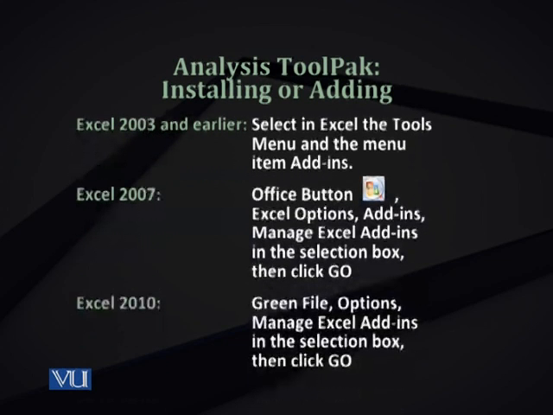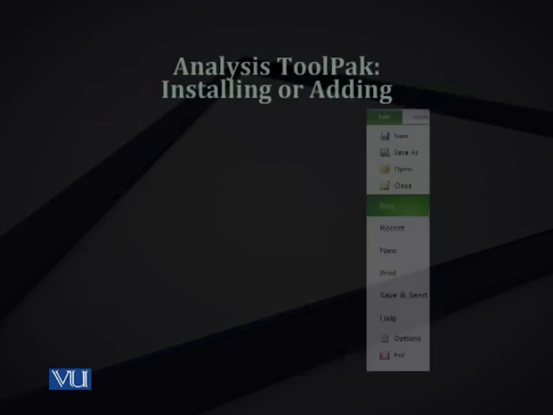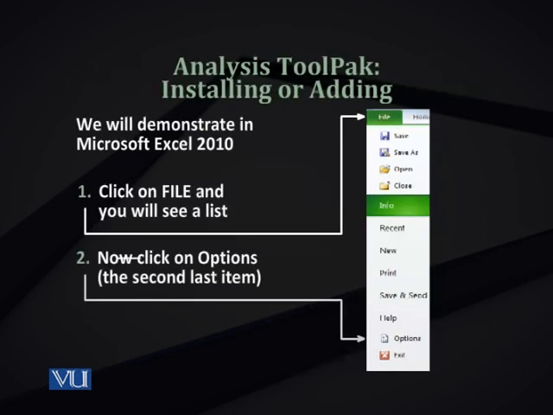In Excel 2010, you will click on File, which is green in color, and then Options, and then Manage Excel Add-ins in the selection box, and then you will click Go. In the same way as you can do in 2007, you will select the Microsoft Excel add-in, the data analysis tool pack, without the VBA, and you will click Go. You are seeing that you click on the File menu, which is green in color, and then the second last option shown by the arrow is Options. You will click on Options.